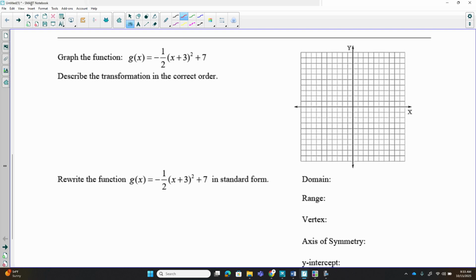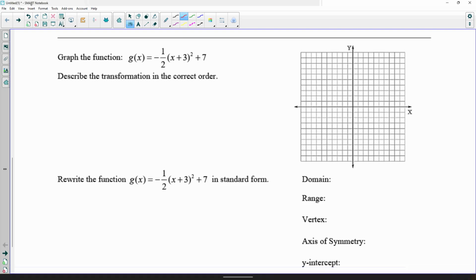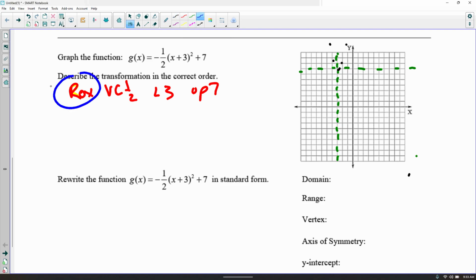All right, so if we're working with this one here, you have a reflection over the x-axis, a vertical compression of 1/2, and we're moving it left 3 and up 7. Left 3, up 7. The parent function is a parabola, which would open up, but we're going to reflect it, so it flips down. Then we're going to compress it to half the distance. So this.